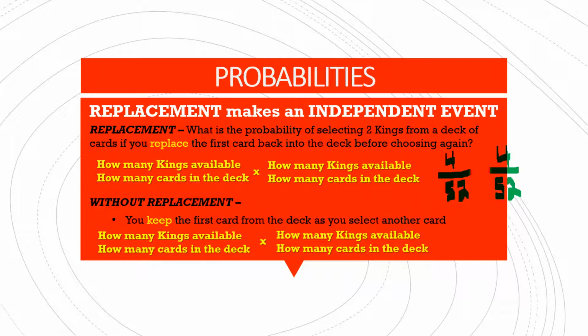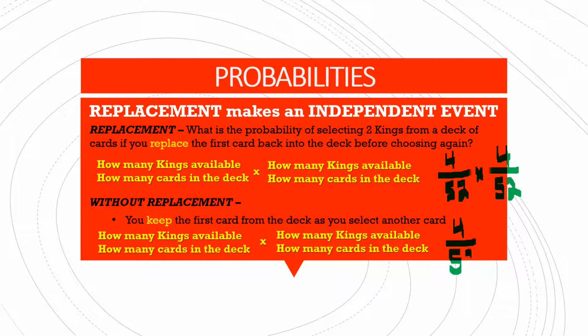Now see, that's not going to change, right? So that doesn't affect each other. And if you want to get the probability for both of these happening, you just multiply them together. But look, if you don't replace the king, your first selection is 4 out of 52.